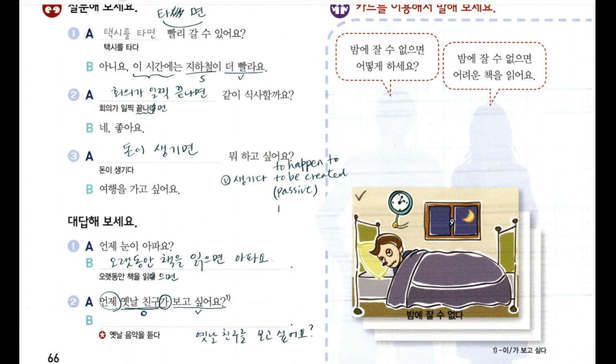You want to say, when I listen to old music, I miss my friend. 어떻게 말해요? This is irregular. 자, 옛날 음악을 들으면 보고 싶어요. I'll just repeat the verb part naturally.